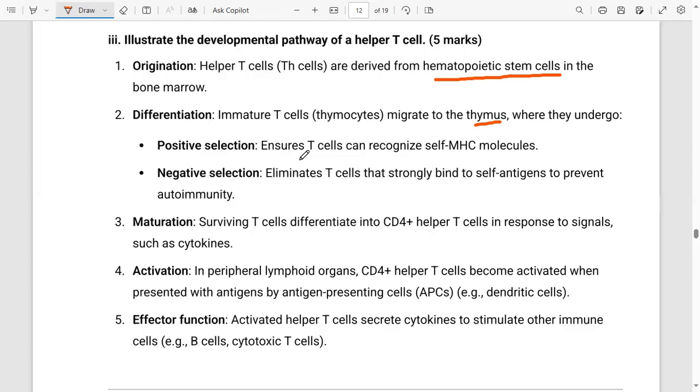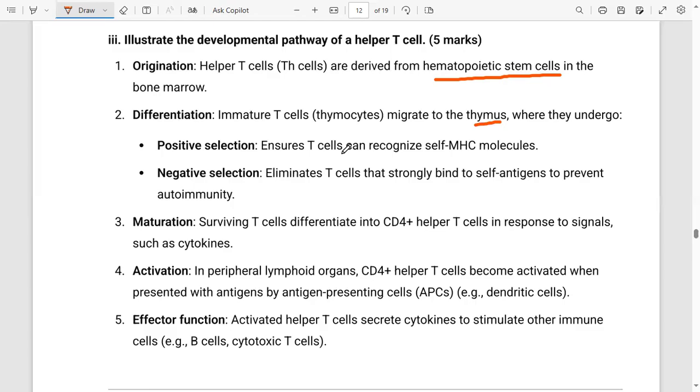So in this positive selection, the T cells are made to be able to recognize the self MHC molecules. Okay, they are made to be able to identify that.